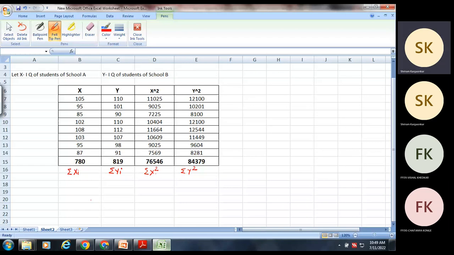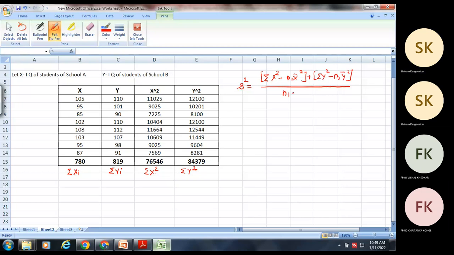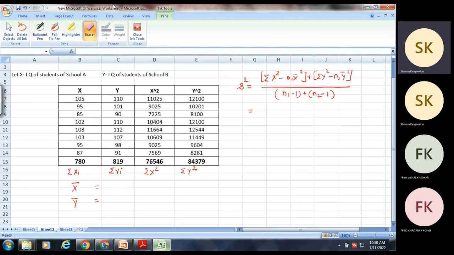Okay. So now, I want the value of sample mean square. What is the formula? The formula is summation x square minus n1 x bar square plus summation y square minus n2 y bar square over n1 plus n2 minus 2. I have written n1 plus n2 minus 2, and you can also write it this way. Okay, so this is the formula. Okay, so now one more thing we want, it is x bar and y bar. So let's do this. Let's find out this. So how do you get it?